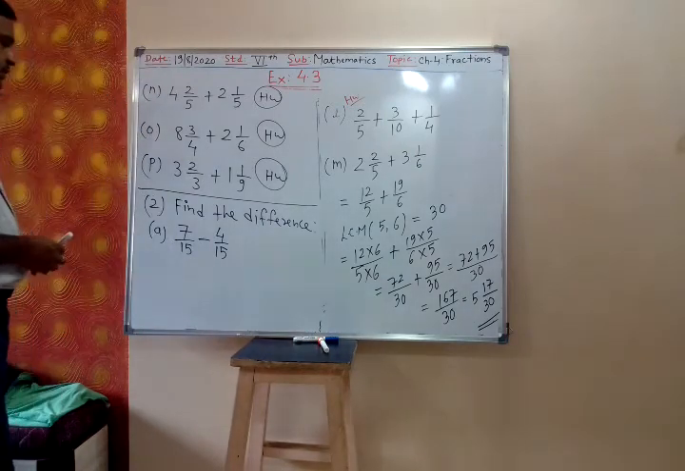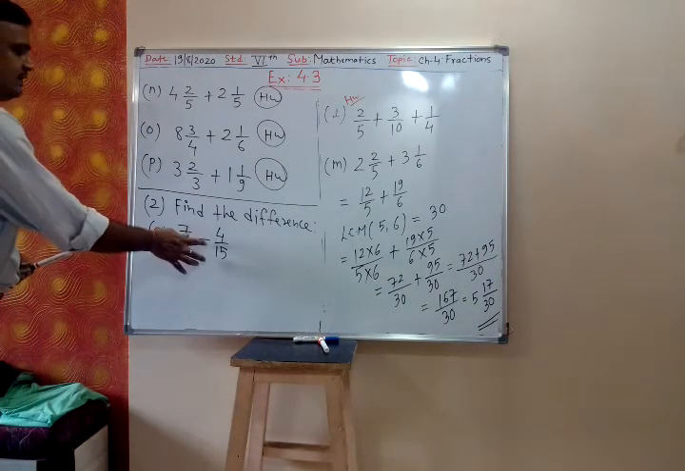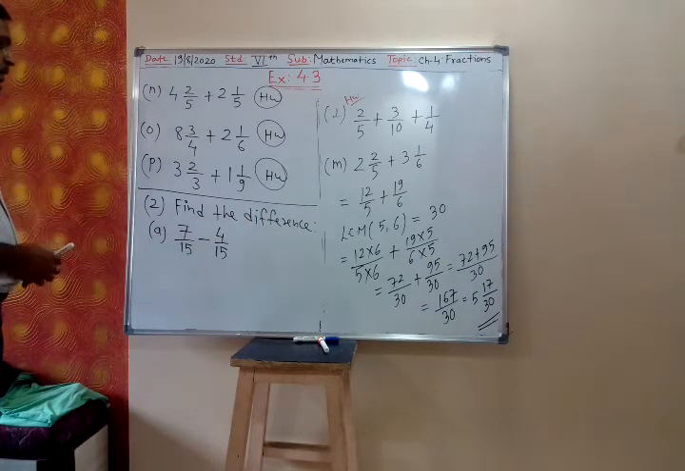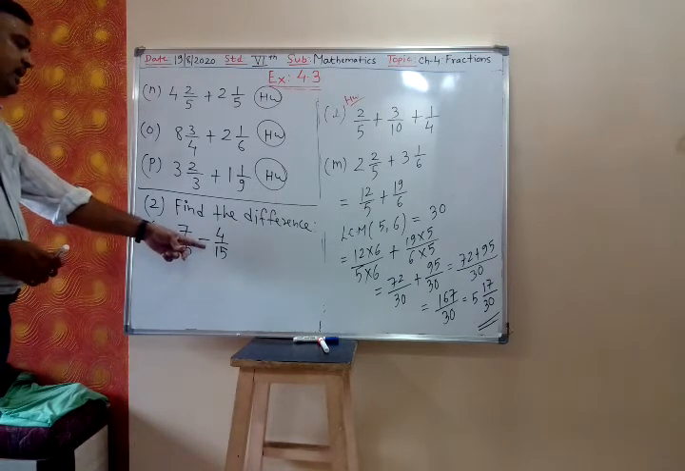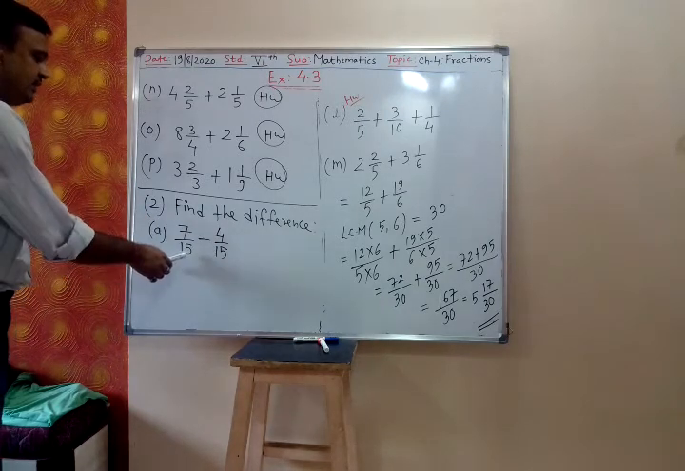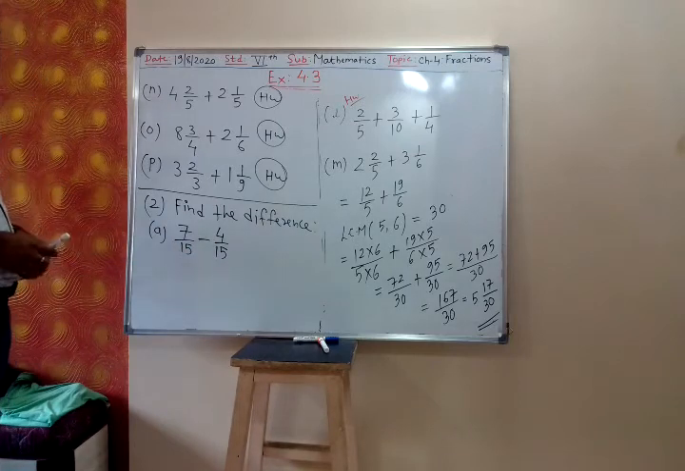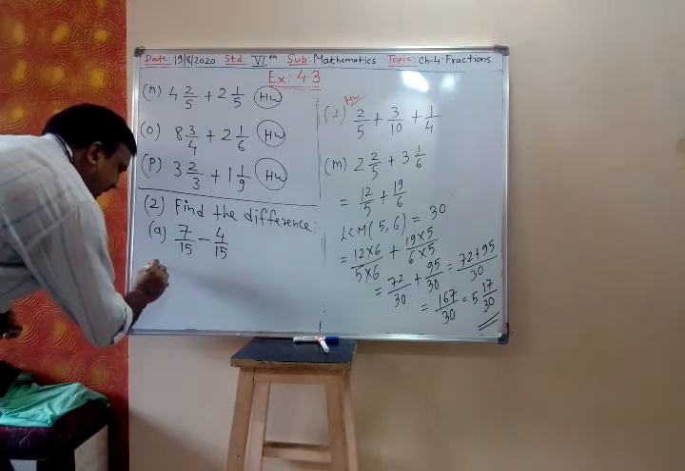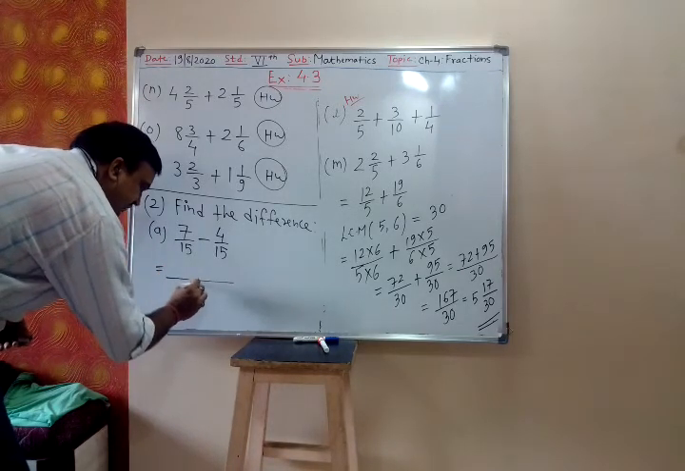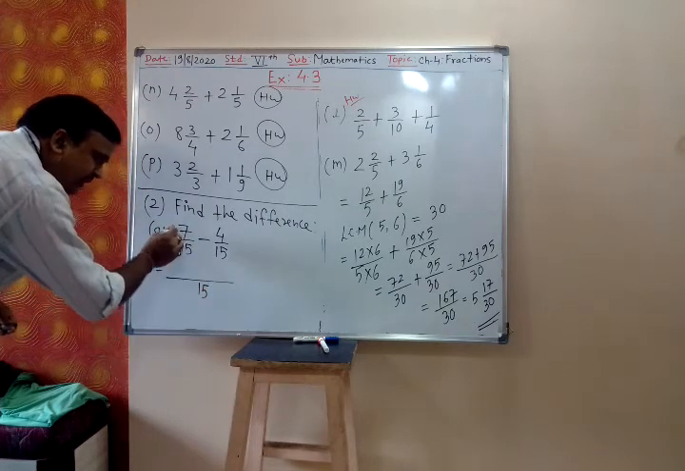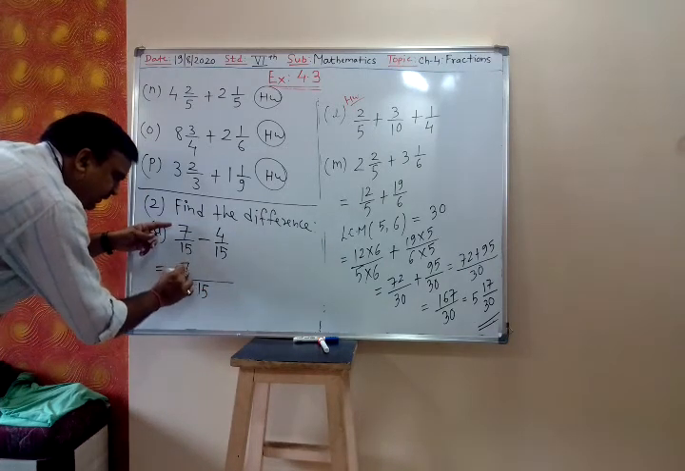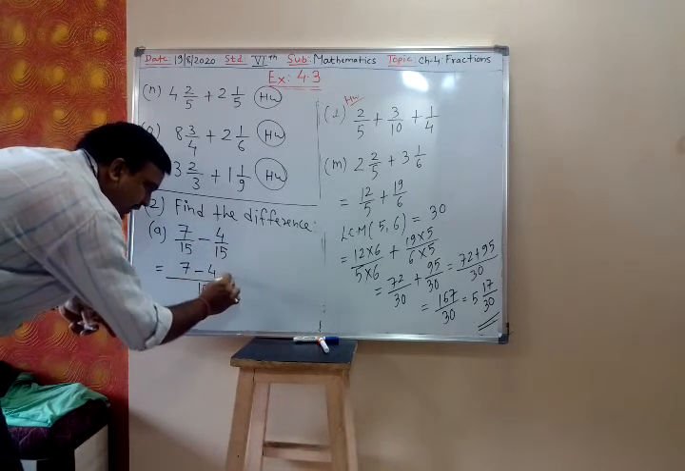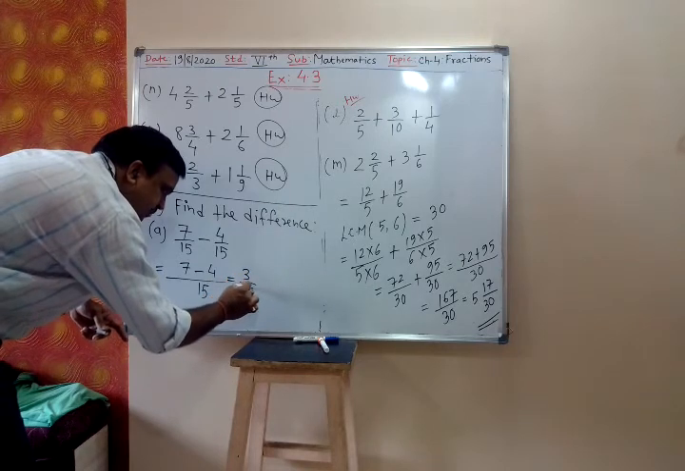So 7 upon 15 minus 4 upon 15. Minus is there, that is why it is called difference. The denominator is the same, 15 and 15, so they are like fractions. Whenever they are like fractions, we can subtract them. We take the common denominator 15 and subtract the numerators: 7 minus 4, that is 3 upon 15.